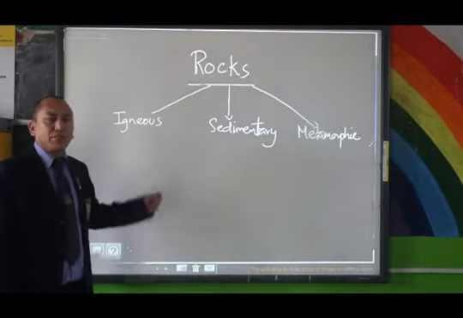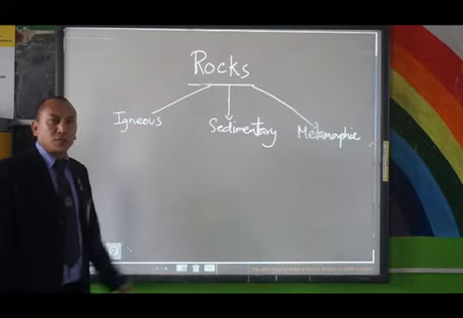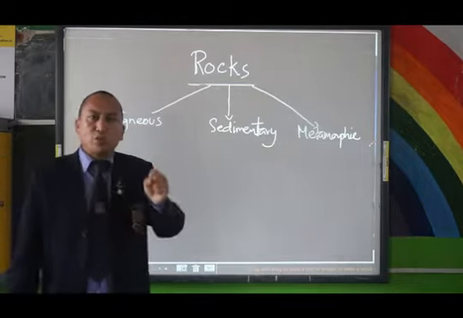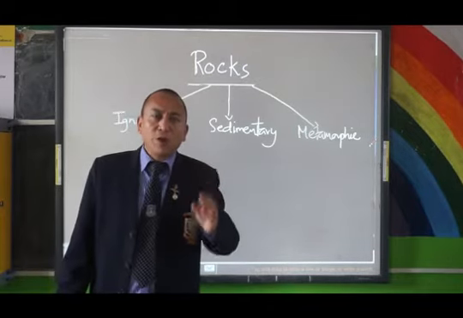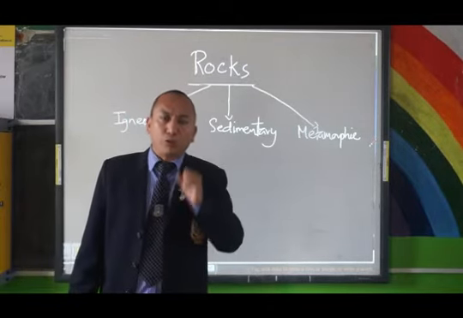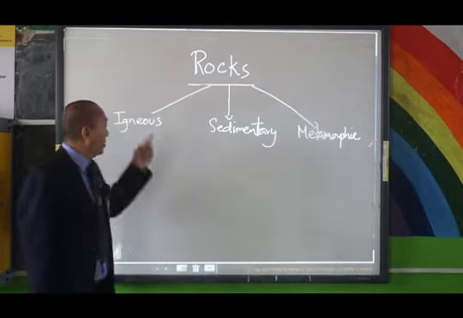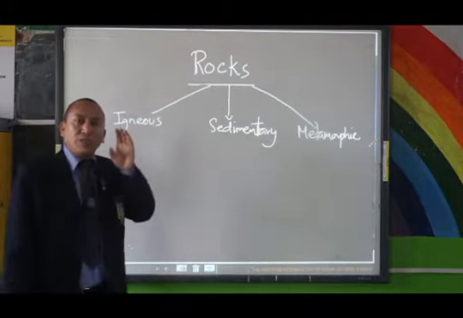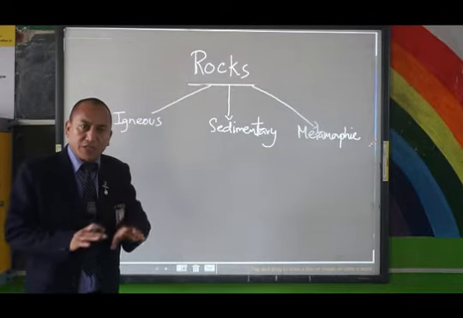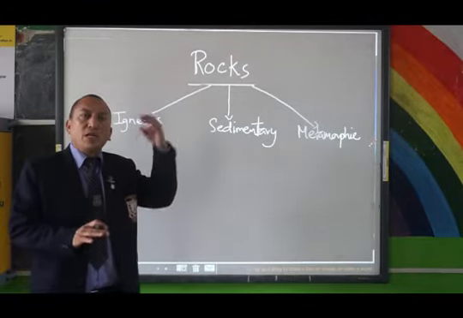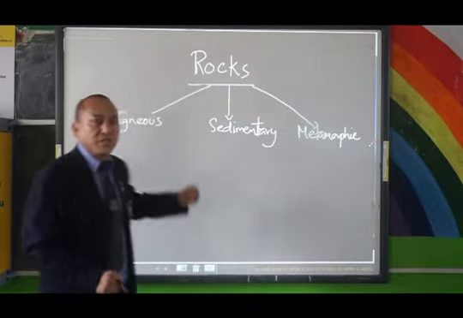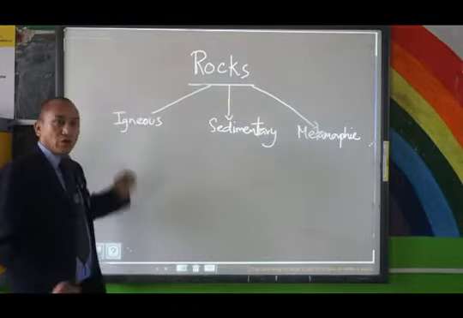The word igneous means fire. So, what is an igneous rock? Igneous rocks are those rocks which have been formed when the molten magma or lava cools down. Please keep in mind, igneous rocks are formed when the molten magma that is inside the Earth's surface or the molten lava that is on the surface of the Earth cool down, resulting in the formation of igneous rocks.